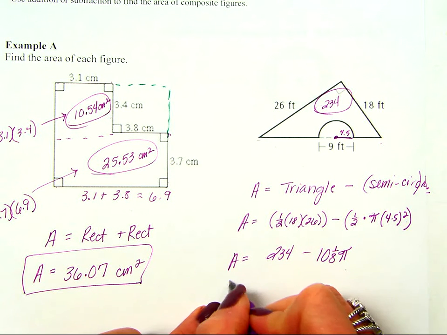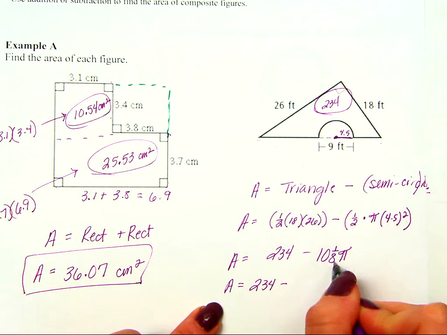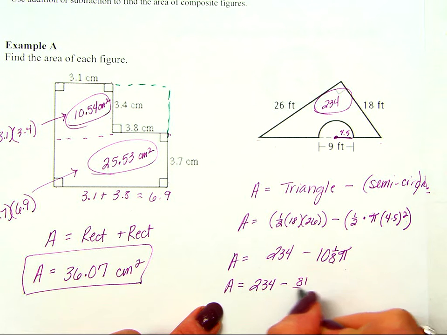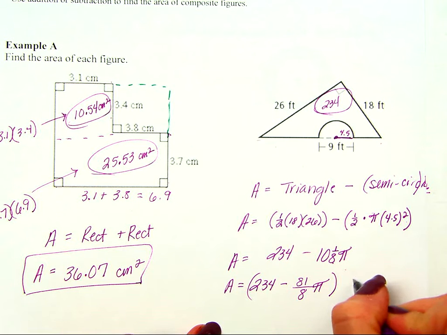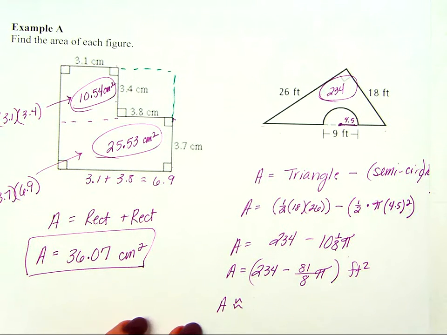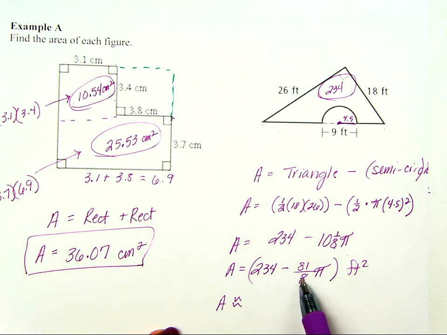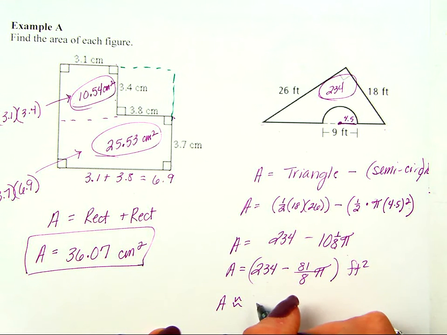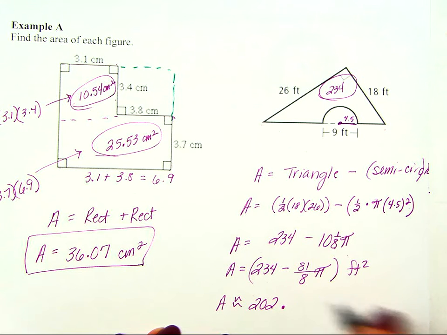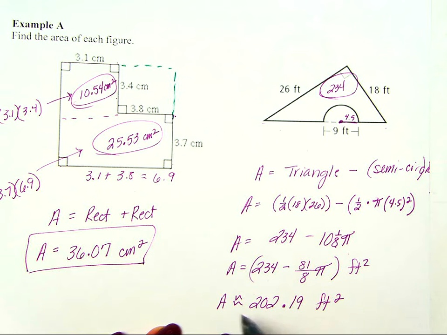Now, our textbook would probably write that a little differently. They would probably take this mixed number and put it as an improper fraction, so 81/8 pi. And this would be our square feet. A lot of the time, though, in our composite figures, we will calculate that out. And so we would just go ahead and subtract the semicircle from the triangle and round it off. To the nearest hundredth, I get about 202.19 square feet. Again, if I'm estimating here, I'm going to give the approximation symbol.